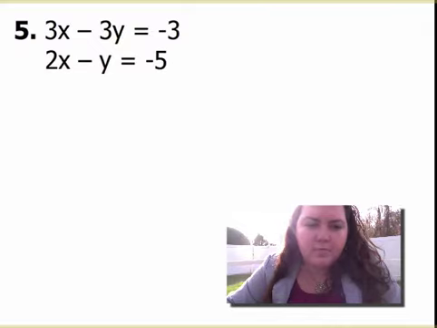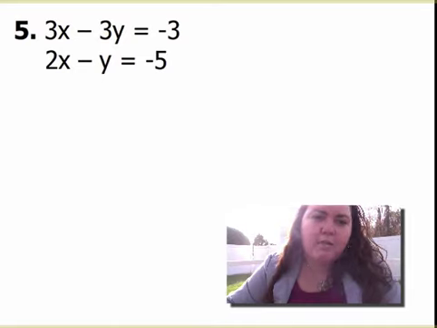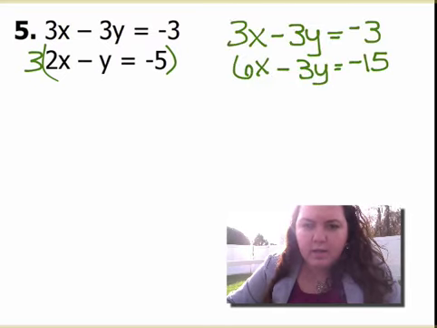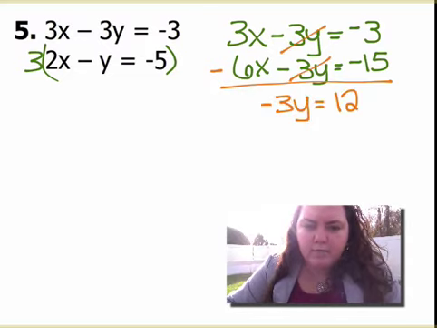Problem number 5. Again, I don't have the matching coefficients, but I have a y all by itself, so I can go ahead and multiply that by 3. And when I do that, I get 3x minus 3y equals negative 3, and 6x minus 3y equals negative 15. The y's are what I'm trying to get rid of. They have the same sign, so I can subtract. 3 minus 6 gives me negative 3y.